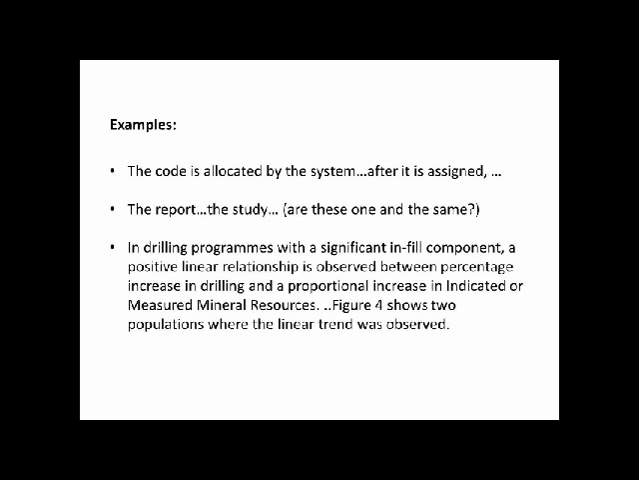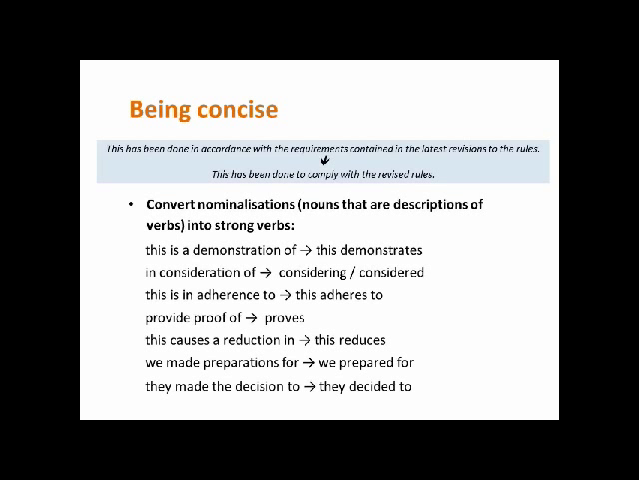You might not have to use all the same words every time, but for example, in that second sentence, I would have said figure 4 shows two populations where that linear relationship or the positive linear relationship was observed. So just choosing your words carefully, I guess, being careful in reading.